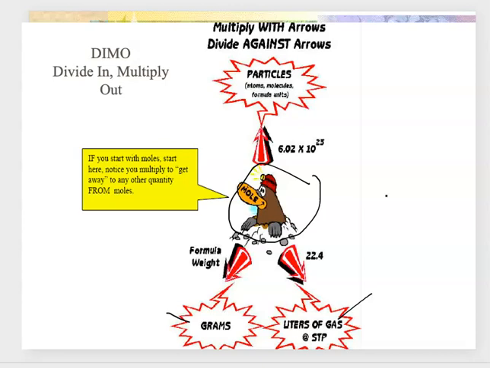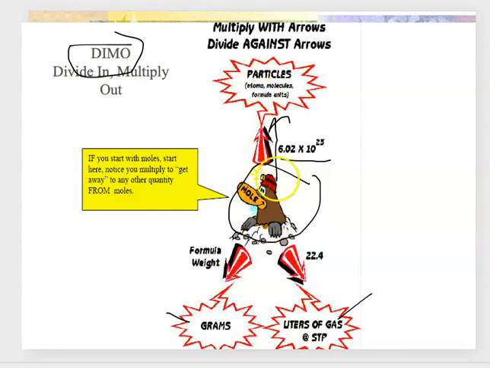Here's where we're going to use a possibly different method. If you don't like the conversion factor method, we're going to use what I'm going to call the DEMO method. DEMO stands for divide in, multiply out. So the numbers that you see on each arrow, if you're going, let's say, from moles to particles, you're going to use the number 6.02 times 10 to the 23rd. And if you're going from moles to particles, since you're going out, you're going to be multiplying by that number. And if you're going from particles to moles, you'll be dividing by that number.